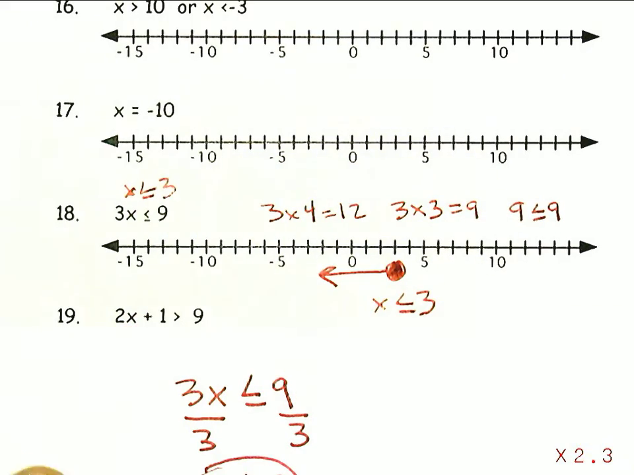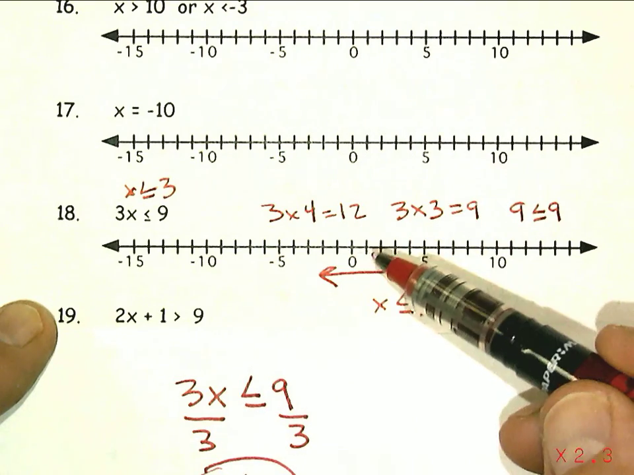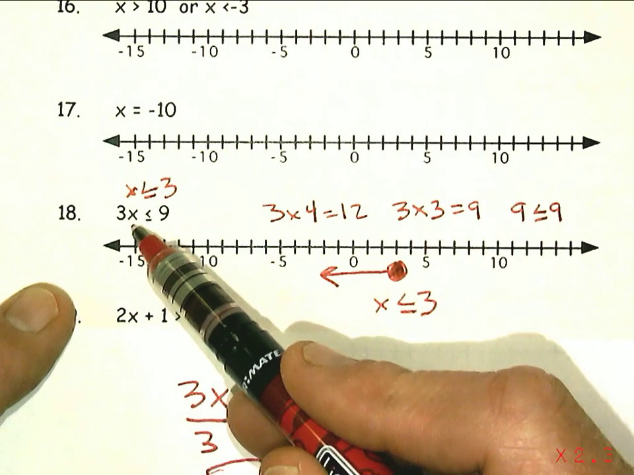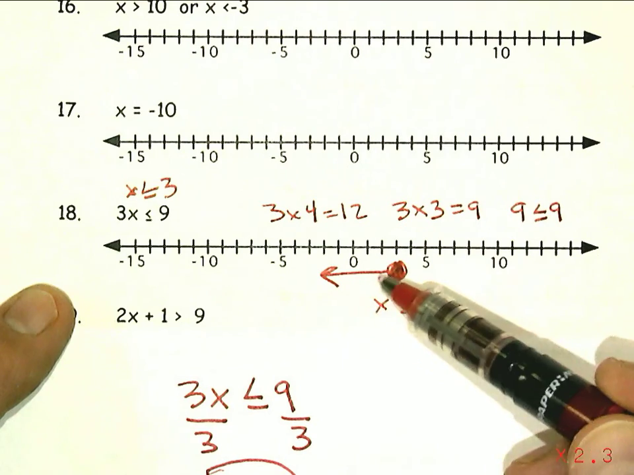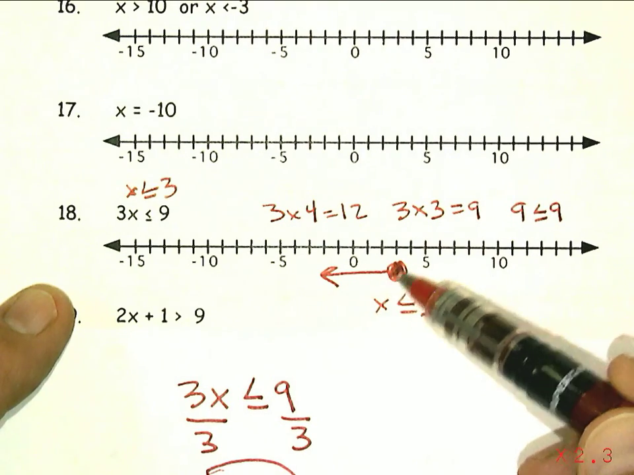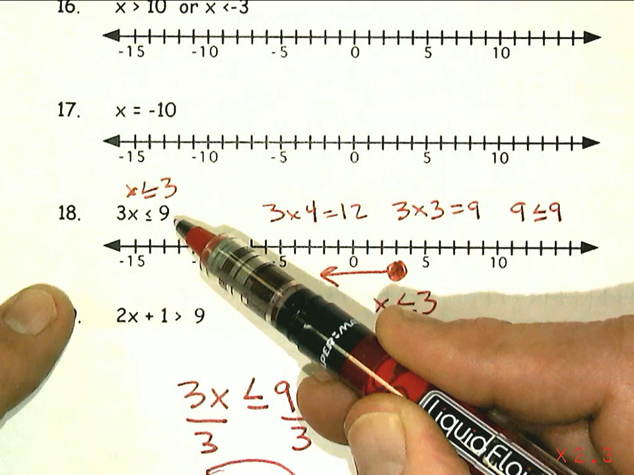And you can, again, just use different values for x and put them in there. If I said x is 1, 3 times 1 is 3, and that is less than 9. So there's all of these values from here over. Anything 3 or less still works and makes this equation true.